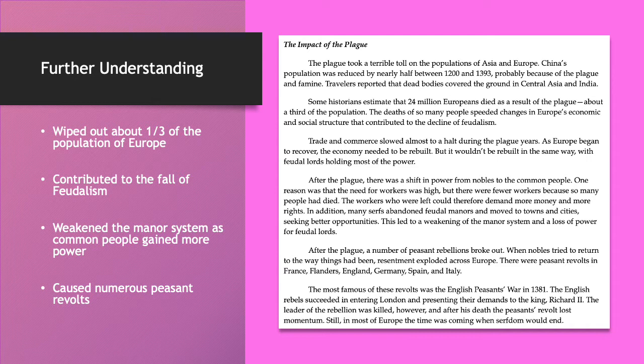The deaths of so many people speeded changes in Europe's economic and social structure that contributed to the decline of feudalism. Trade and commerce slowed almost to a halt during the plague years. As Europe began to recover, the economy needed to be rebuilt, but it wouldn't be rebuilt in the same way, with feudal lords holding most of the power. After the plague, there was a shift in power from nobles to the common people.